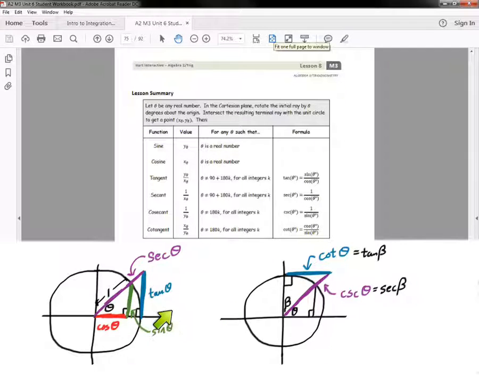I just wanted to do this really quick as an overview of all of these trigonometric functions. This is what Lesson 8 teaches you. But the most important thing here is this. You have to know these. You have to know that secant is 1 over cosine. You have to know that cosecant is 1 over sine. And cotangent is cosine over sine, which is the reciprocal of tangent, which is sine over cosine. No more conceptual stuff. Now let's get practical.